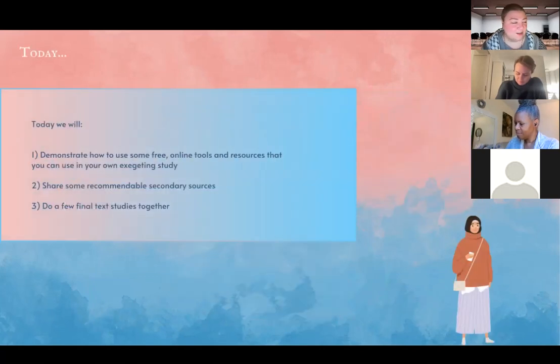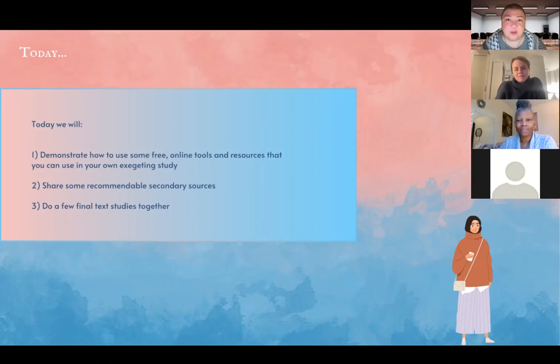On today's docket, we will in real time be demonstrating how to use some free online tools and resources that you can go away and use in your own study as you exegete for yourself. Secondly, we will share some recommendable secondary sources. And to round off the class, we will carry out some text studies together.